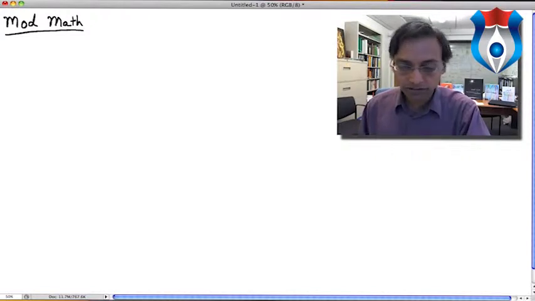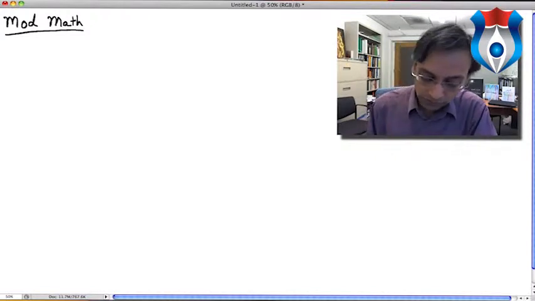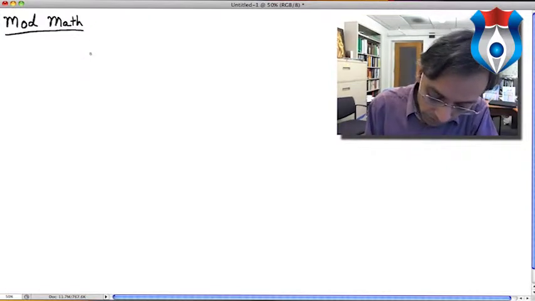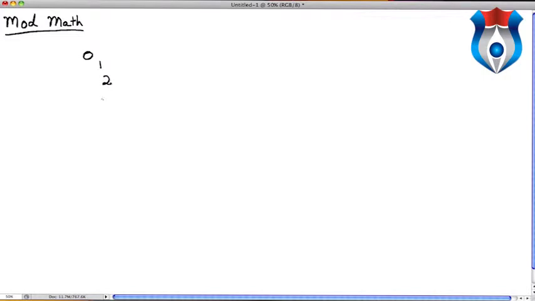What we're basically doing is math in a circle. So for example, let's look at the numbers 1 through 10. So we can go 0, 1, 2, 3, 4, 5, 6, 7, 8, 9. So here we have the numbers arranged in a circle.